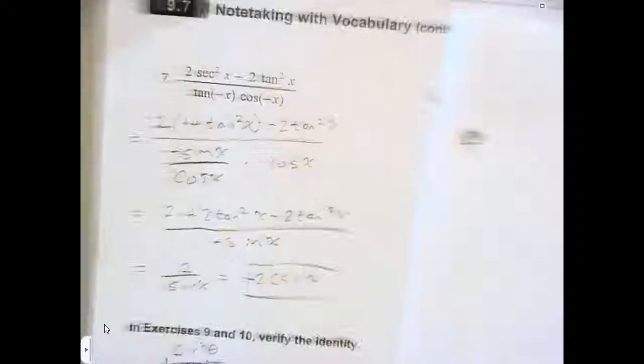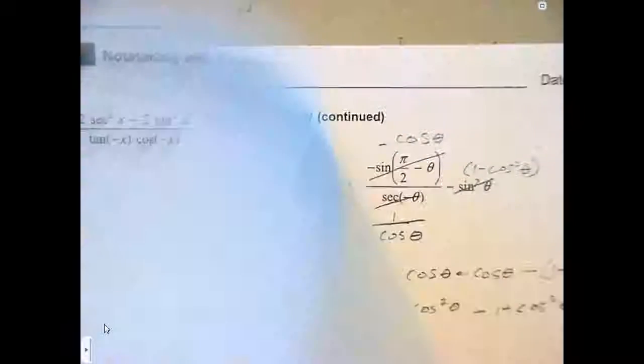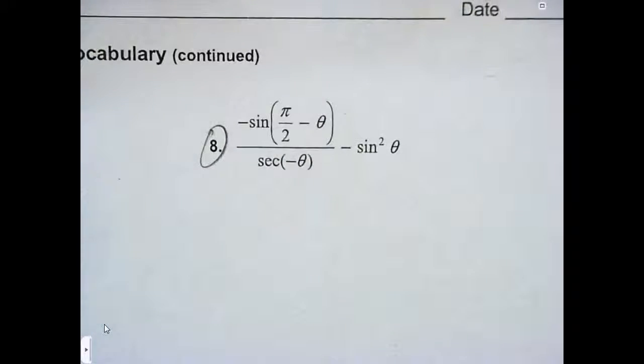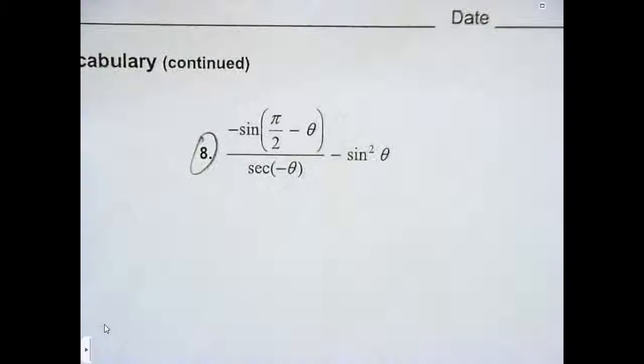Number 8, we did not do as a class. However, I'd like to do that one as a class. Okay, I know that you should have an answer. Go ahead and tell your neighbor what you got. I looked at 9.6, not 9.7. Okay. Let's try this.